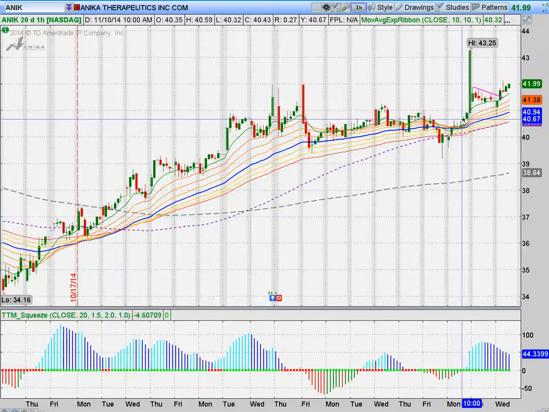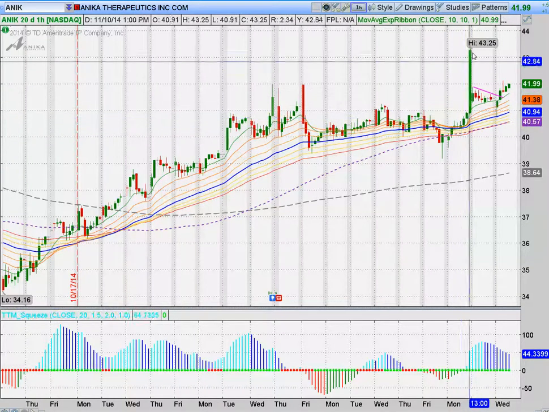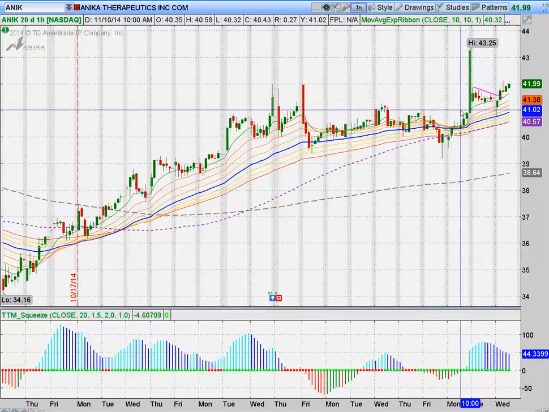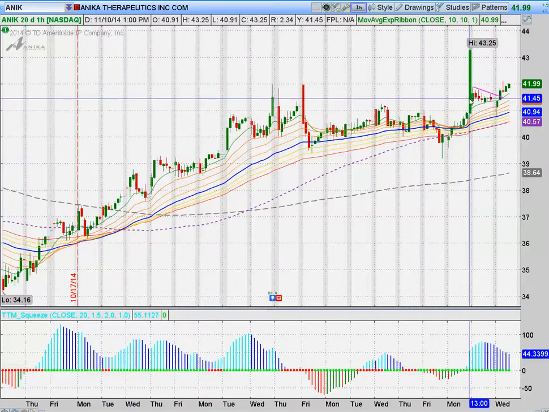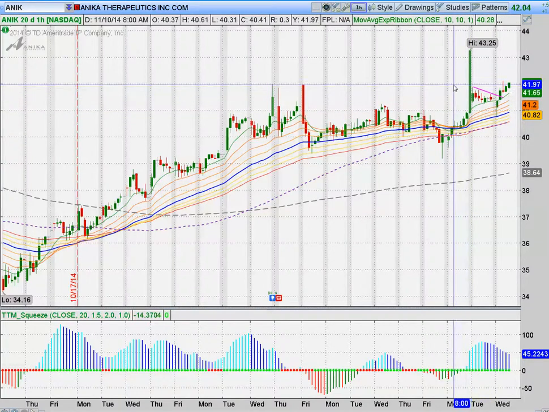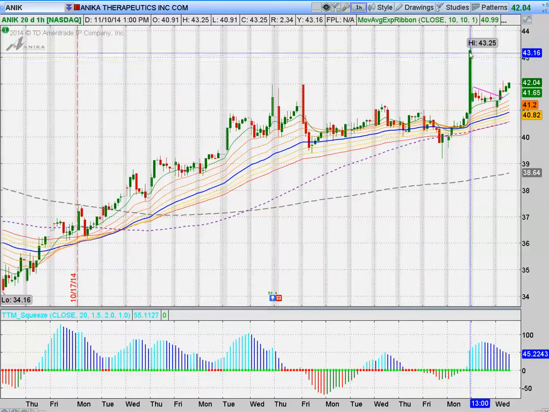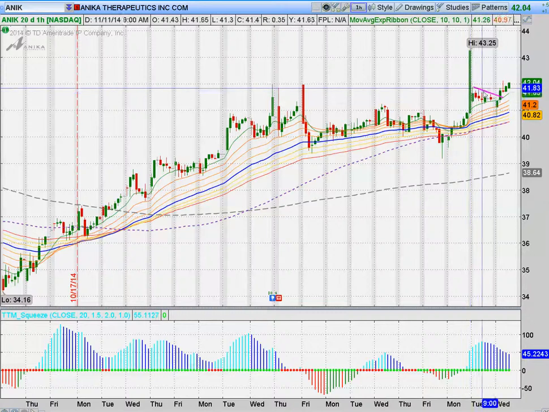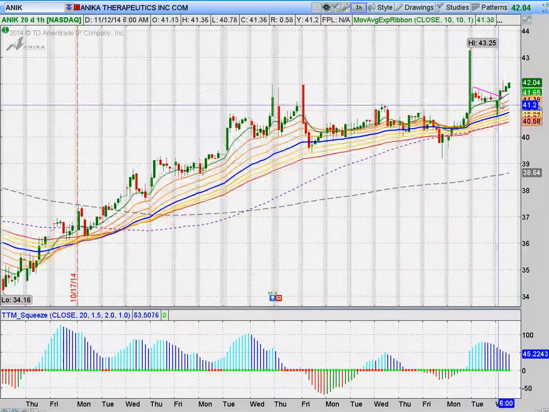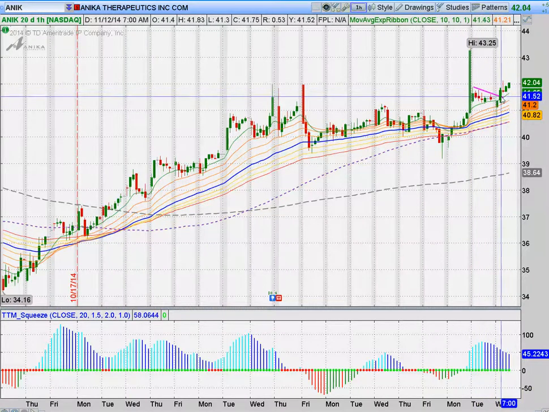Now you can see a couple days ago it had a big pop-up. This pop-up was based on an announcement. If you check news, and I don't have it on this chart, there was an announcement made that they're coming up with a unique code for a new drug at ANIK Therapeutics. So I think this has gotten the attention of other investors. So they waited for the pullback and they're now moving into the stock.